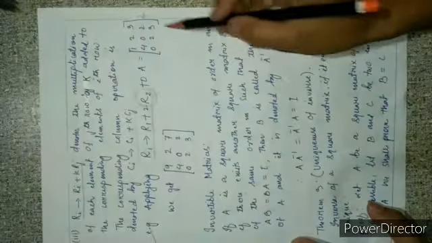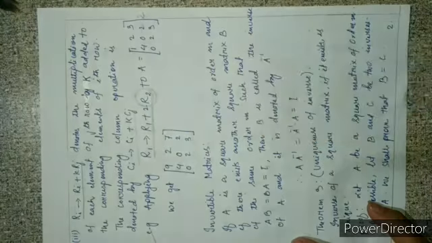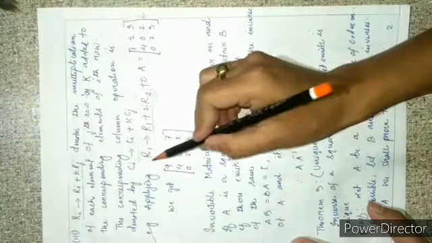Then write the remaining elements. Remaining elements are 4, 0, 2, and 0, 2, 3. After applying this operator, the row operation is applied.